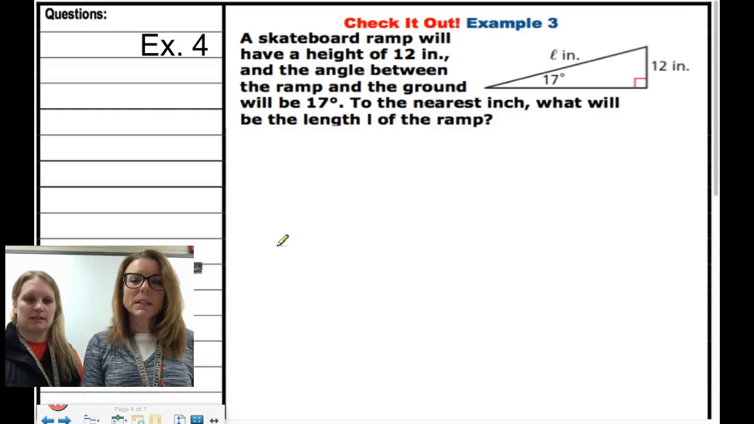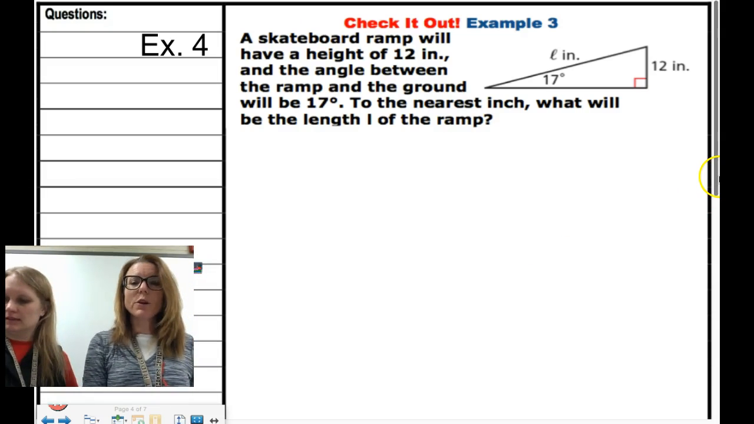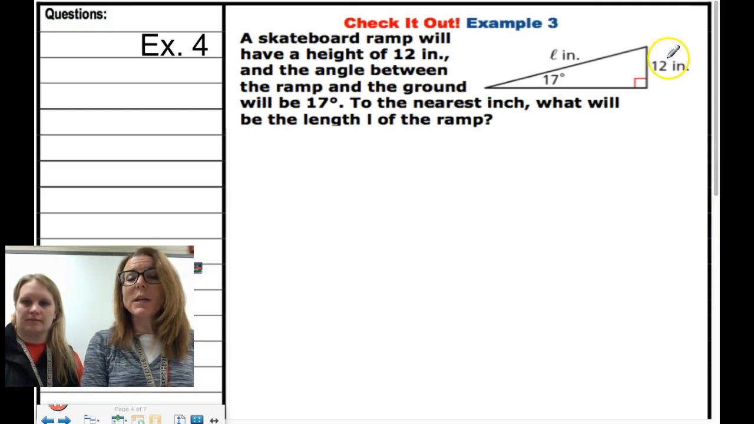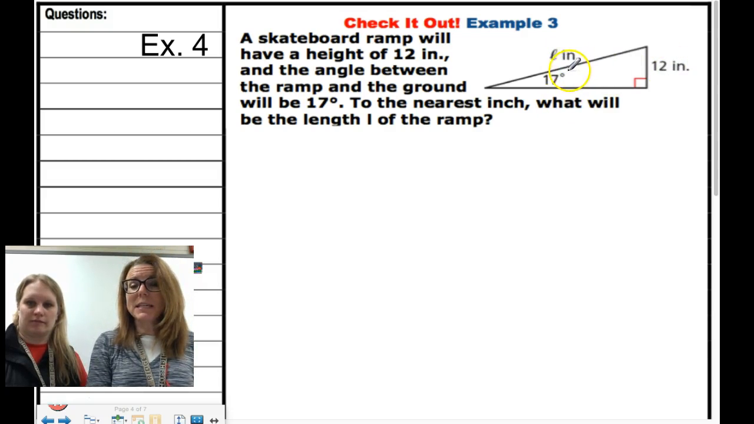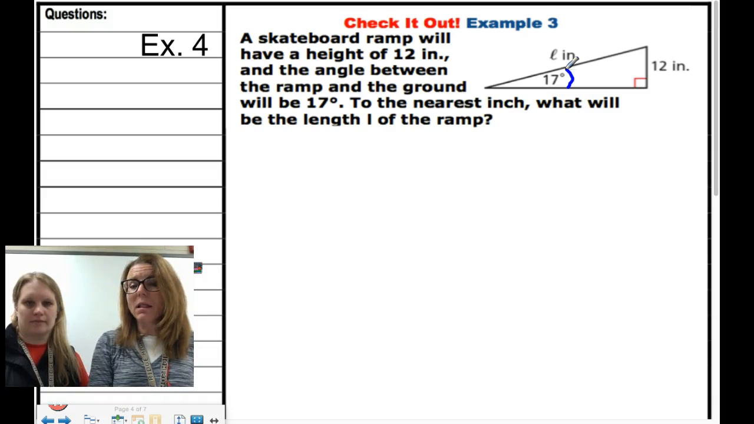Okay. Great. Next page. We have another example here. A skateboard ramp will have a height of 12 inches, and the angle between the ramp and the ground will be 17 degrees. To the nearest inch, what will be the length L of the ramp?